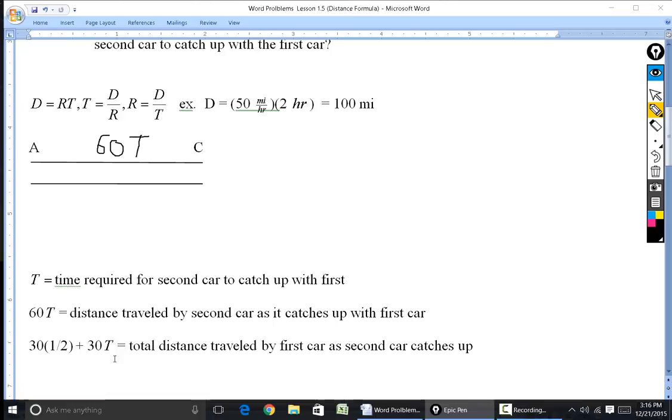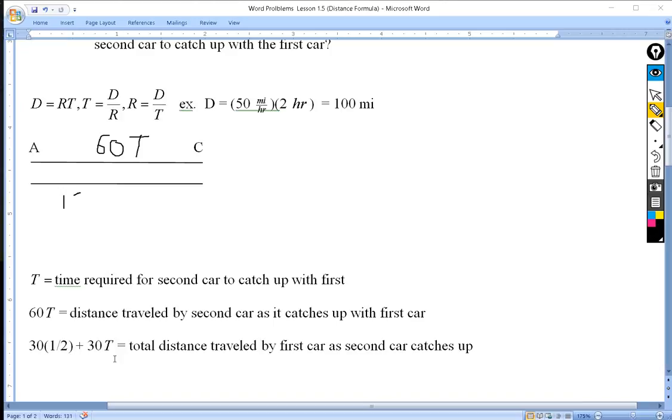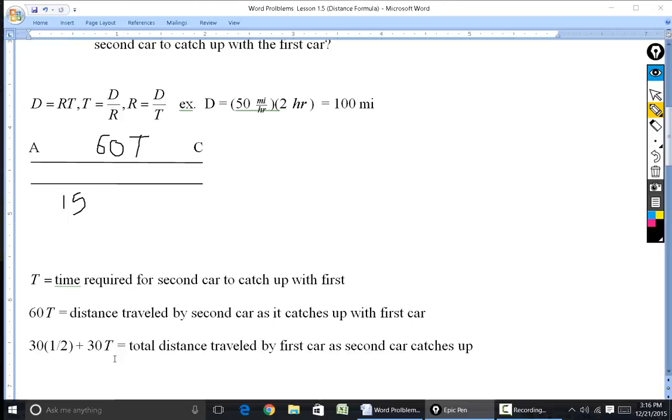Okay, so now for the second car, it's gone for half an hour, so 30 times 1/2, that's 15. So by the time the second car takes off, the first car has already gone 15 miles. Okay, then the second car takes off, and it travels for t hours.